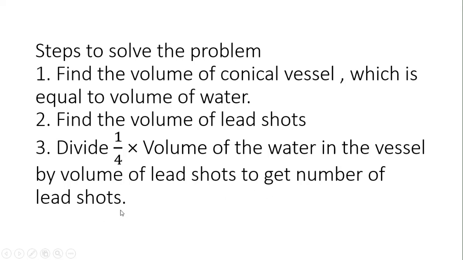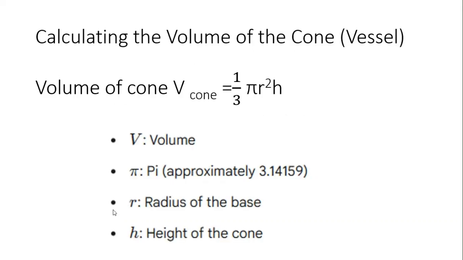Okay, so we can get the number of the lead shots. For each lead shot, we are given that the radius of the lead shot, which is in the form of a sphere. Clear? Right. Now, first we are calculating the volume of the cone, because the conical vessel is in the form of an inverted cone. So we are finding the volume of the cone.